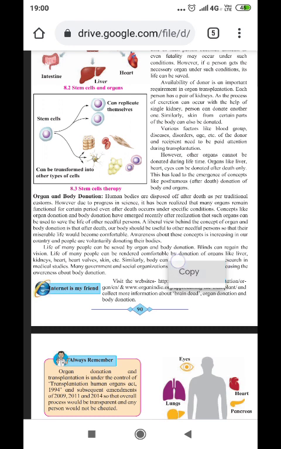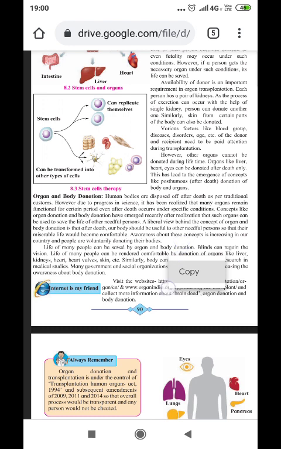Availability of a donor is an important requirement in organ transplantation. Each person has a pair of kidneys. As the process of excretion can occur with the help of a single kidney, a person can donate another one. Similarly, skin from certain parts of the body can also be donated.